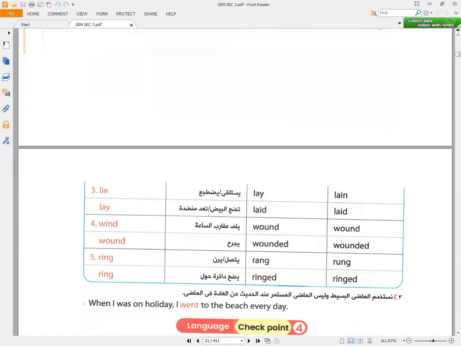Lay has two meanings. Lay for chicken, for hens, lay eggs, and set a table. Laid, laid. We have wind, wound, and wounded. Yeah, they are very confusing. Study them well. Ring, rang, rung. Call someone. Ring, ringed. To circle something.